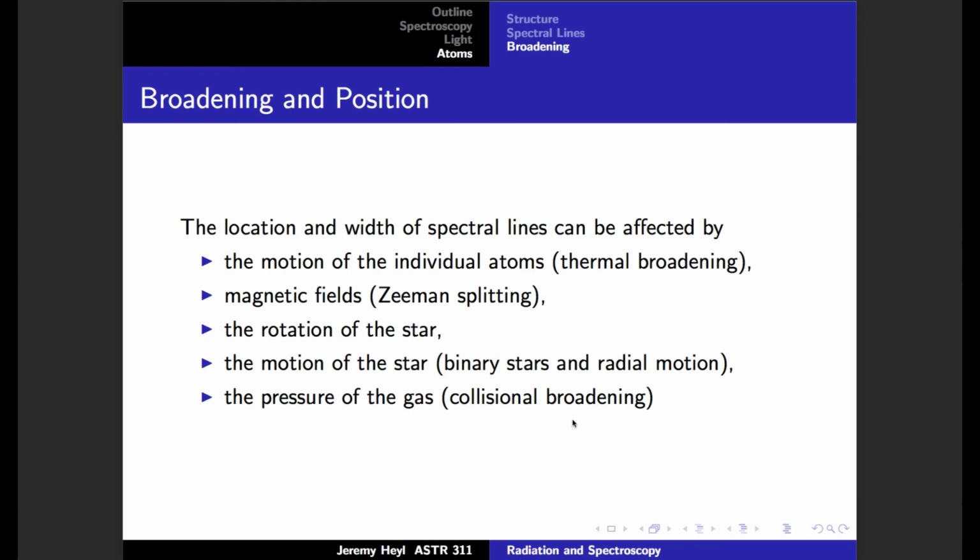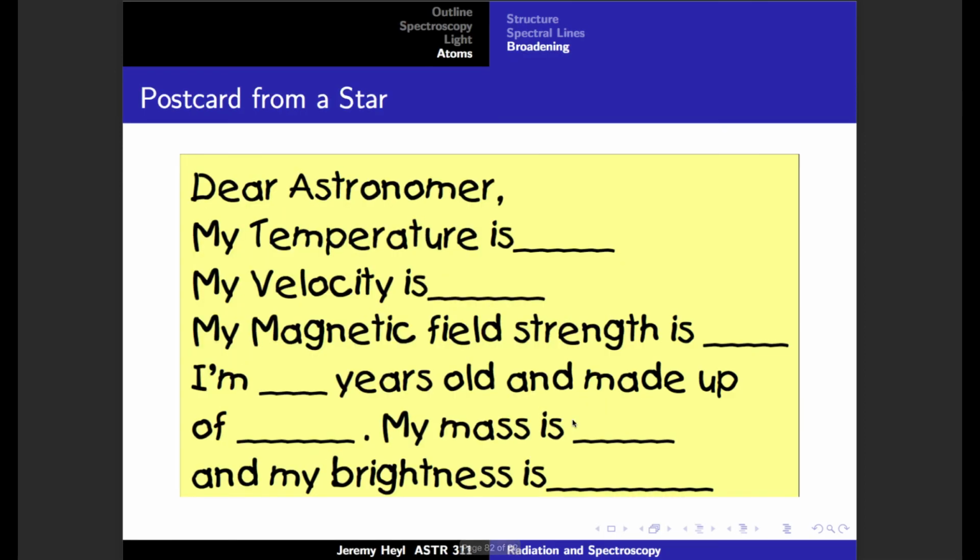So we can measure all of these things from the spectrum of the star. We can figure out the temperature from the color of the star, how fast the star is moving by the Doppler effect, and the magnetic field of the star because of the Zeeman splitting, which affects the location of all the spectral lines. And with all this information, we can infer the age of the star, and sometimes how bright it is inherently.